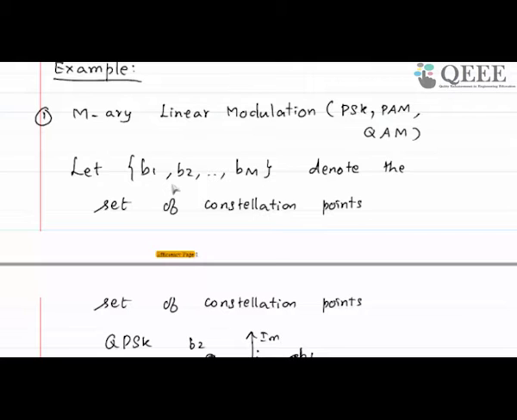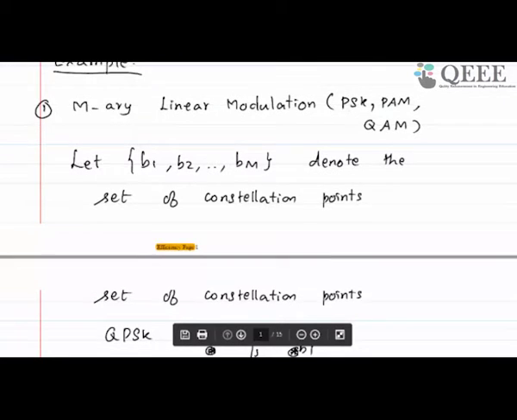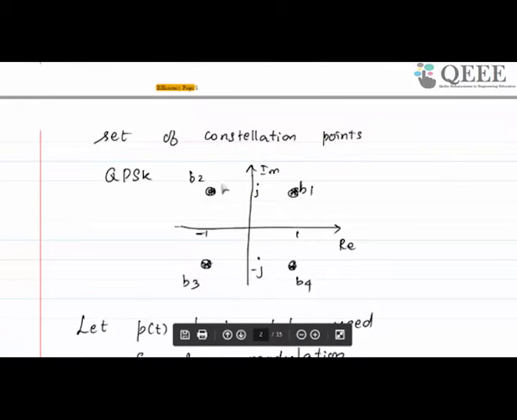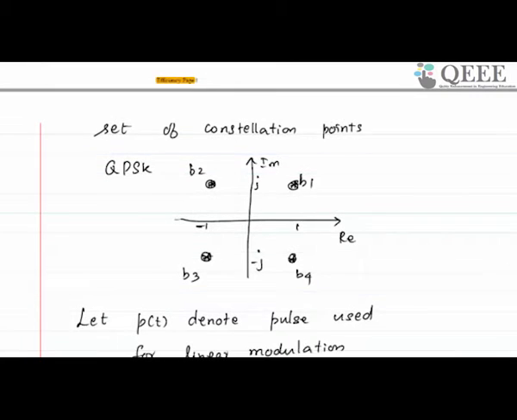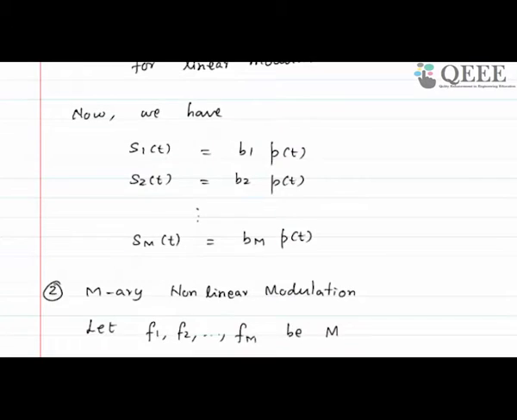So for instance, if you are using a linear modulation scheme, PSK or PAM, and B1, B2 up to Bm are the points in your constellation. For instance, if it is QPSK, you have 4 points, which I label as B1, B2, B3 and B4. Now P of t is the pulse you use for modulation. So S1 of t is B1 times P of t, S2 of t is B2 times P of t. So basically the ith waveform is nothing but the ith symbol Bi multiplied by the corresponding pulse. So you have m possibilities for your symbol, and you have m such waveforms, right? So this is the general set of waveforms. It can represent any particular PSK or QAM, right?